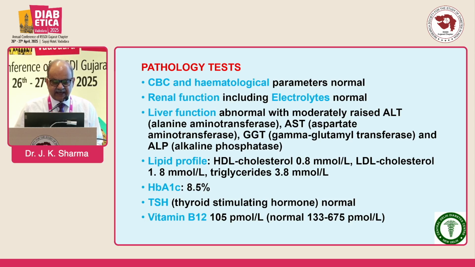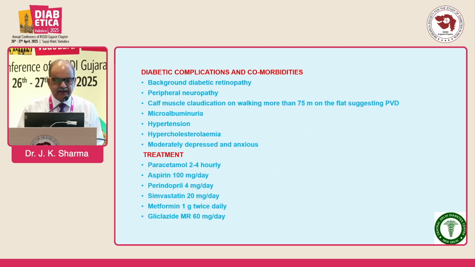Thyroid stimulating hormone is normal, and vitamin B12 is 105, which is below the normal level. Now, diabetic complications and comorbidities, you can see the background diabetic retinopathy, peripheral neuropathy, calf muscle claudication on walking more than 75 meters on the flat surface suggesting peripheral vascular disease, microalbuminuria, hypertension, hypercholesterolemia, moderately depressed and anxious.